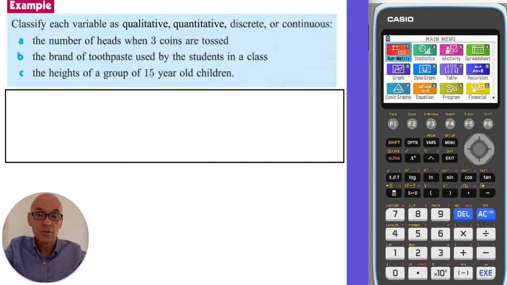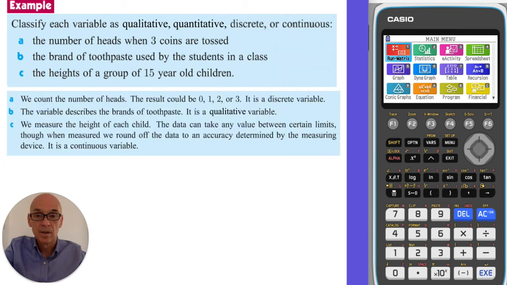Again, you can pause the video and try these 3 further examples. The number of heads that you obtain when you toss 3 coins would be quantitative because we can count them, but discrete, either being 0, 1, 2, or all 3 heads. Brand of toothpaste would be qualitative, but it's just different categories, different brands. And the height of a group of 15-year-old children, quantitative and continuous.